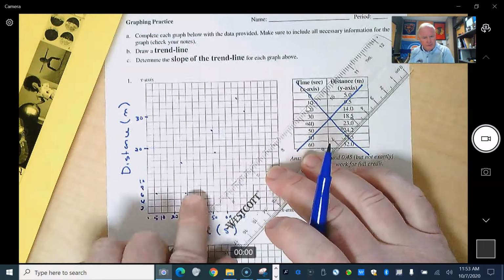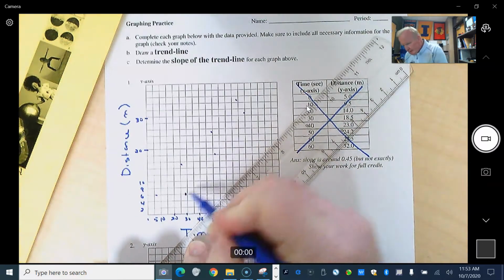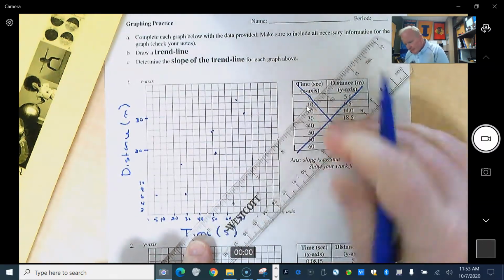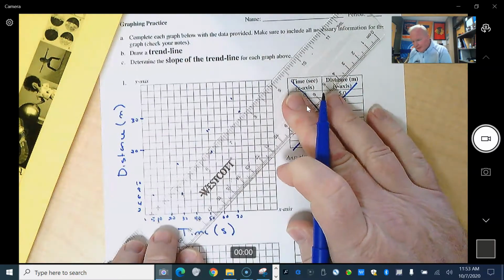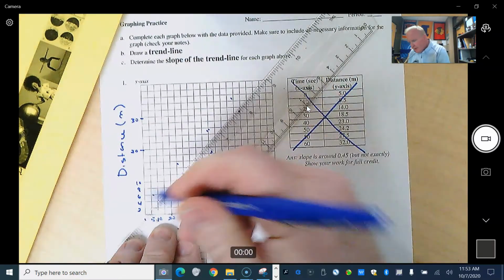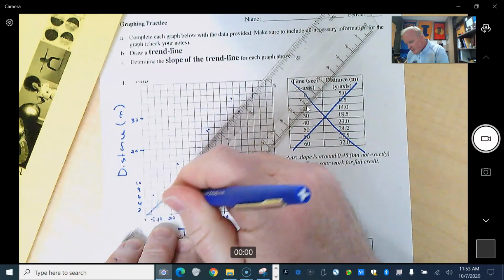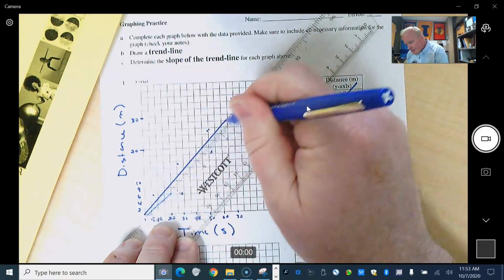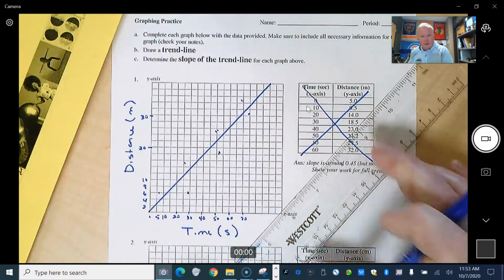So here we have some of our points down here, some of our points up, and so we're going to put a line somewhere in between. Okay, and we're going to draw our best fit line like that.